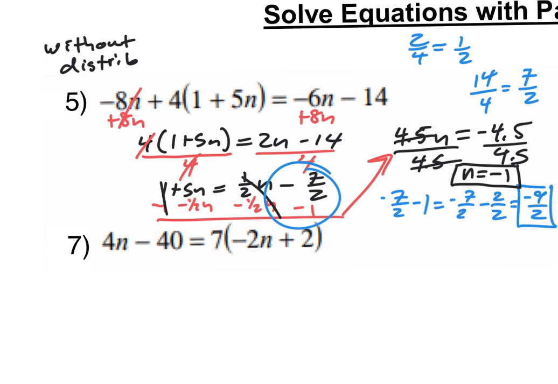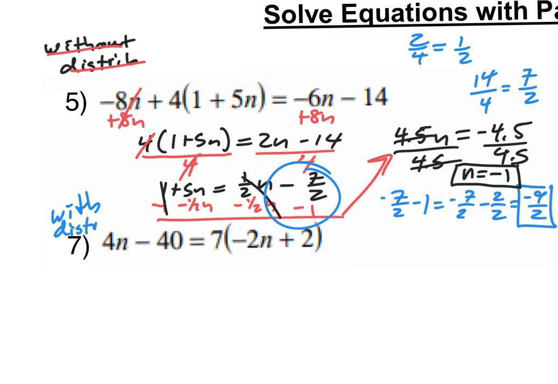Okay, if you found that process kind of confusing, I don't blame you. There's a lot going on. Fractions got involved. It got messy really fast. So that was, remember, without distribution. Well, what I want to do now is do it with distribution. So let's try with distribution.